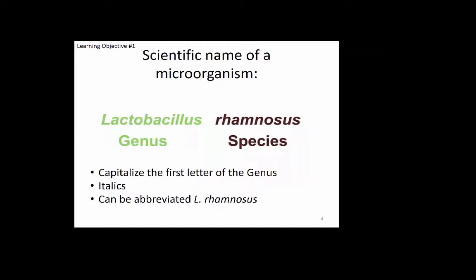In naming a microorganism, we use the genus and the species of each microorganism. A genus is a group that is more specific than the domain in the last slide of the phylogenetic tree, but still contains several types of species, where each organism is a unique species. When writing out the scientific name of a microorganism, we capitalize the first letter in the genus, and we use lowercase for all of the letters in the species. The genus and species names are also written in italics and can be abbreviated, in this example of Lactobacillus rhamnosus as L. rhamnosus.